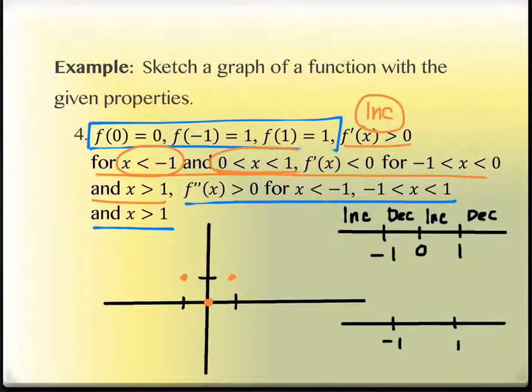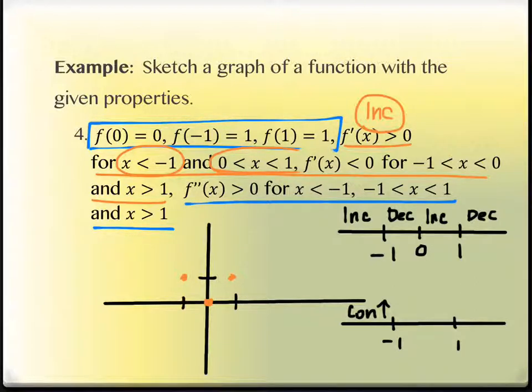So it says that f double prime of x is greater than 0. What does it mean for the second derivative to be greater than 0? Concavity, right? And it's concave what? Up. If the second derivative is greater than 0, it's positive, then it's concave up. So this one's telling me it's concave up when x is less than negative 1. So this is supposed to be concave up.